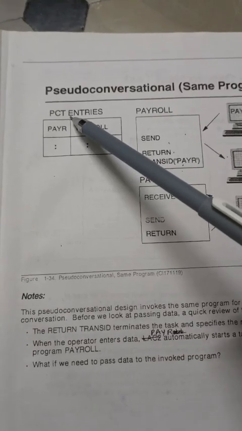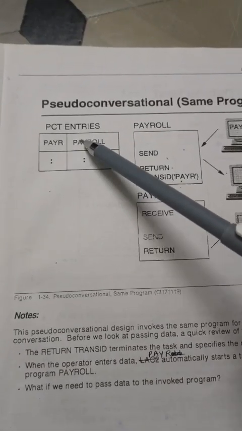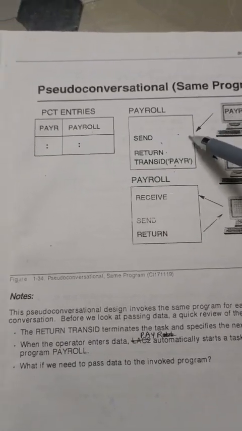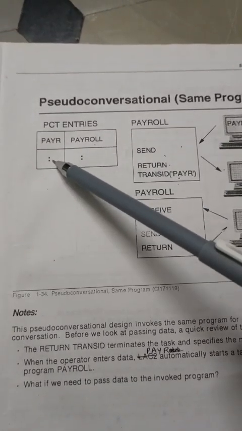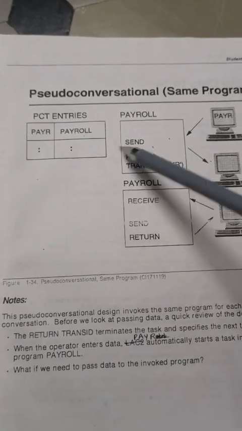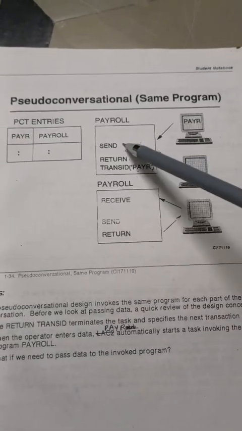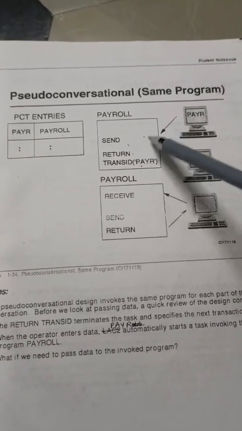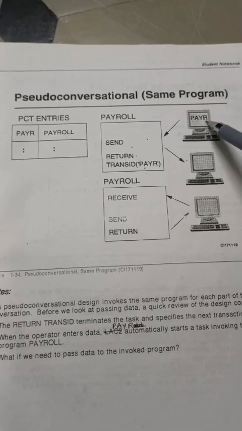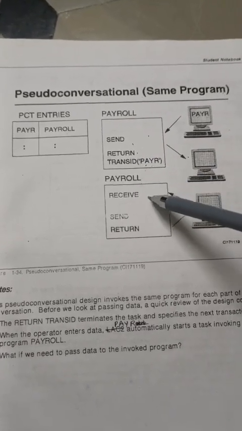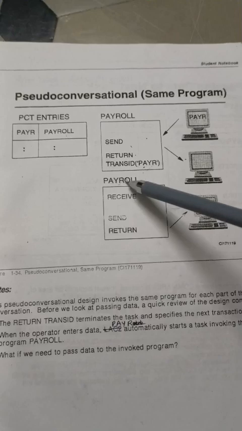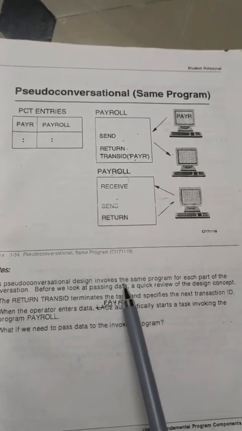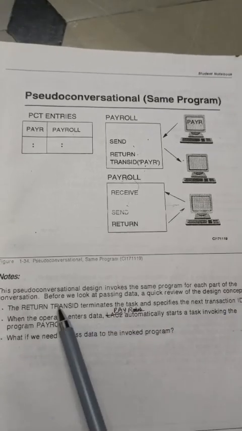See, in the PCT table I have only one transaction ID, and the corresponding program is one program. Payroll is a program, because I am not using any sub programs here, no different program. So here I am going to call how the pseudo conversation invokes the same program. It sends a transaction ID, payroll, and this PAYR is the transaction ID. I have given the return transaction ID, and it will call the same payroll as a sub program. The pseudo conversation design invokes the same program for each part of the conversation.